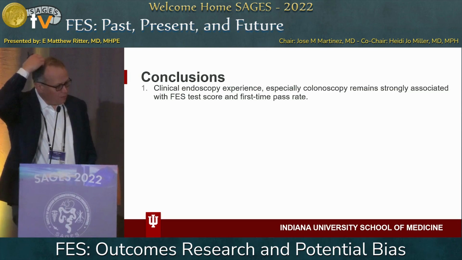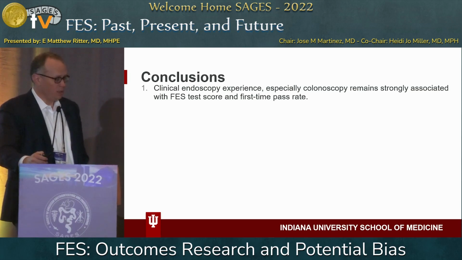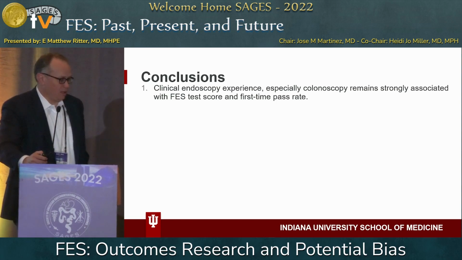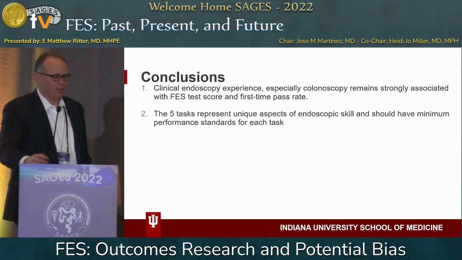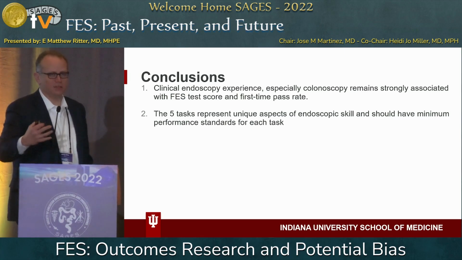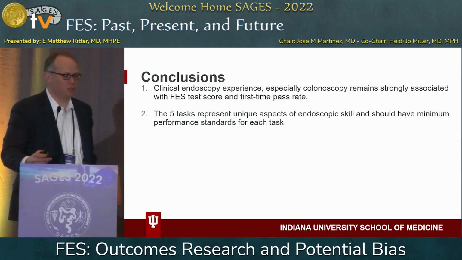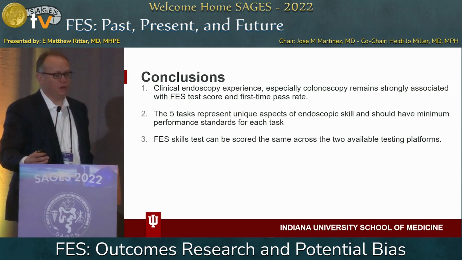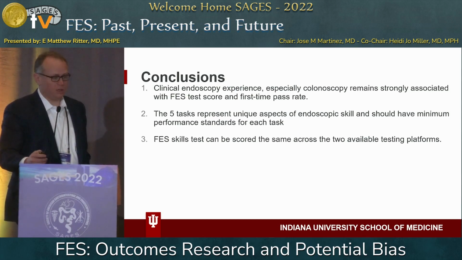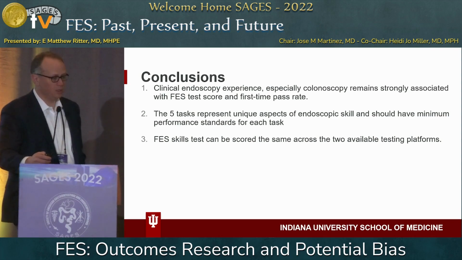So in conclusion, since this became a requirement and we've done our due diligence monitoring our data, we can say with lots of confidence that clinical endoscopy experience, particularly colonoscopy, is strongly associated with both score and first-time pass rate. These 5 tasks do represent unique skills within the skill set of endoscopy, and we have to make some decisions moving forward on how this is going to be scored to ensure we're achieving our goal of making people better endoscopists. We do know now that we can score the FES the same across 2 platforms, which is helpful in ensuring this is a fair exam, as well as taking some of the administrative burden off of it and making the distributed test center concept that Ezra talked about more straightforward.